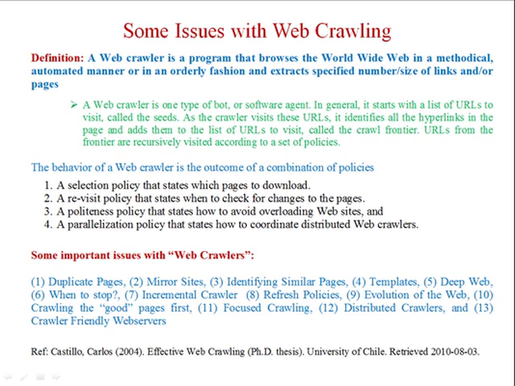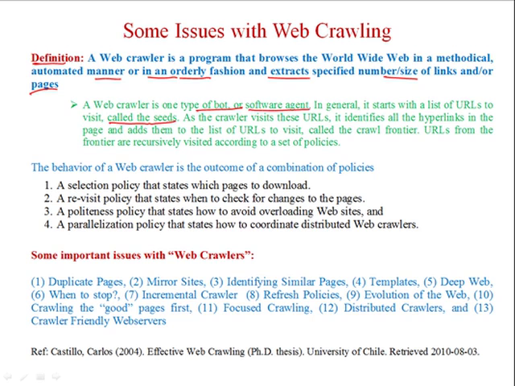Some issues with web crawling. First we will go through a definition of a web crawler. A web crawler is a program that browses the World Wide Web in a methodical, automated manner, or in an orderly fashion, and extracts a specified number or size of links or pages. A web crawler is one type of bot or software agent. In general, it starts with a list of URLs to visit. This list is called seeds.